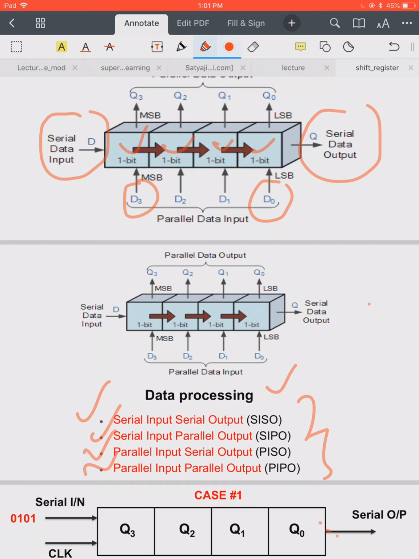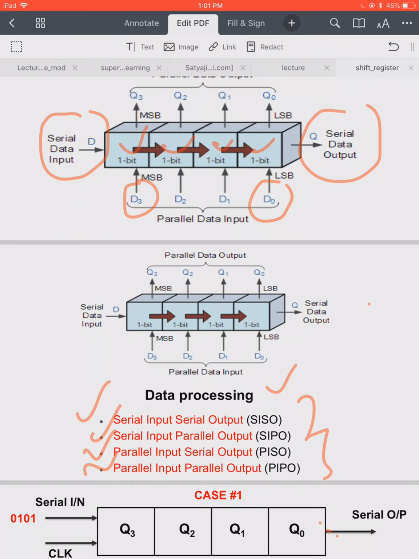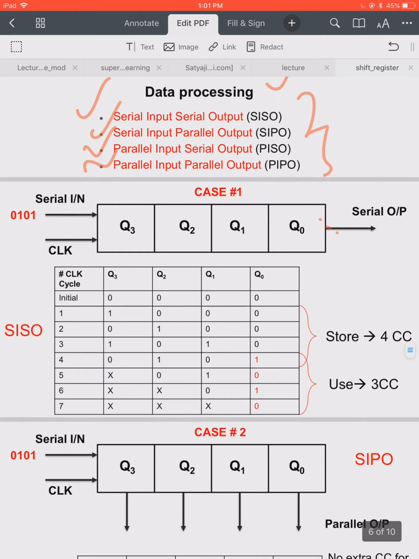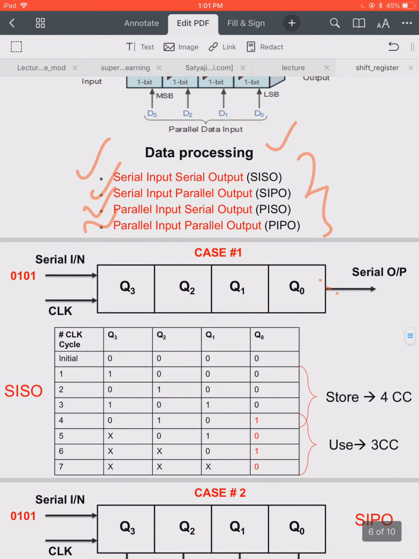Okay, so let's see case 1, that means the serial input and serial output. So here you have a 4-bit SIPO register, so I have 4 flip-flops, Q3, Q2, Q1 and Q0 are their corresponding outputs, and my data will be stored.